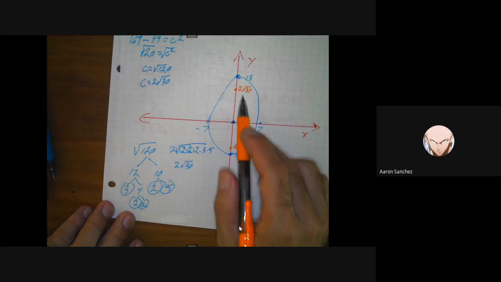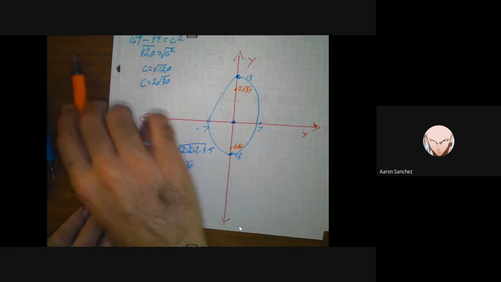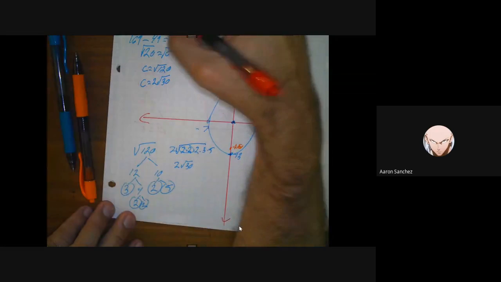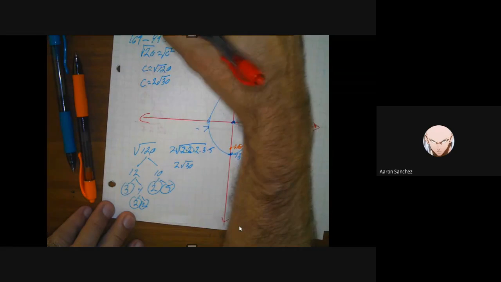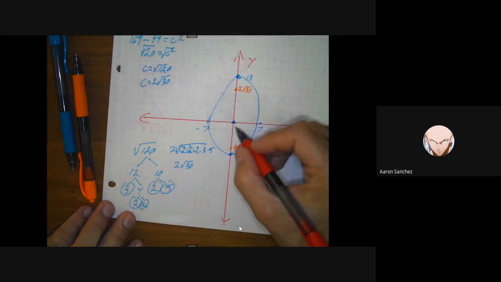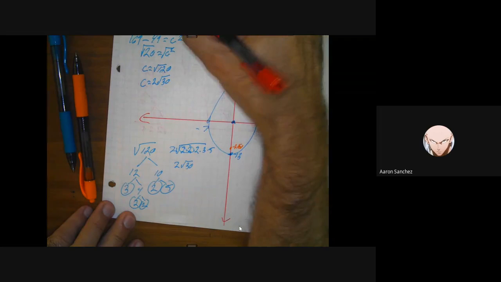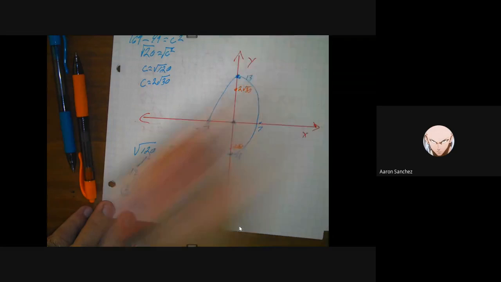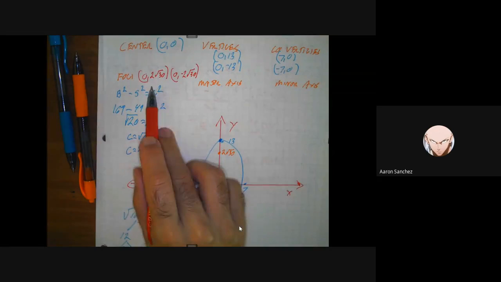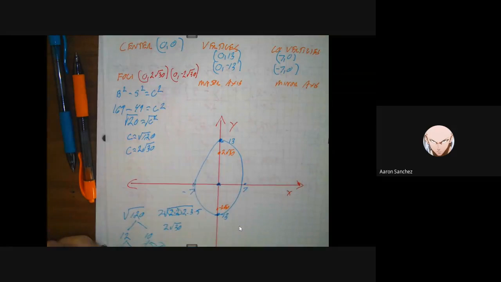So what are those points? My foci are x is 0, y is 2 root 30, and the other one is x is 0, y is -2 root 30. Whoops, sorry. Right there: 0, 2 root 30, and 0, -2 root 30.